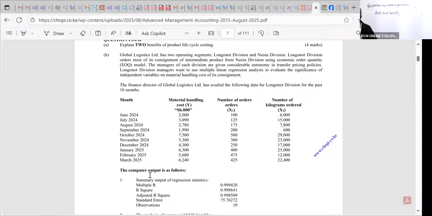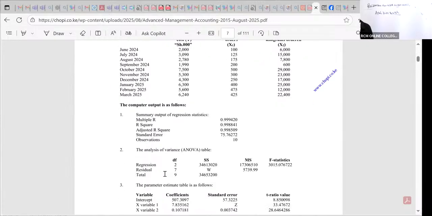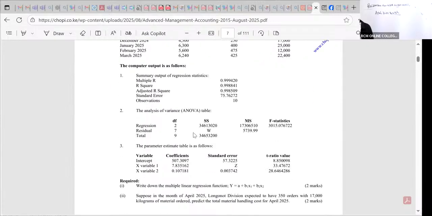Then they have given us a computer output. I can see the summary output for the regression statistics, very good. I can see the ANOVA table, very good. And I can see the parameter table.